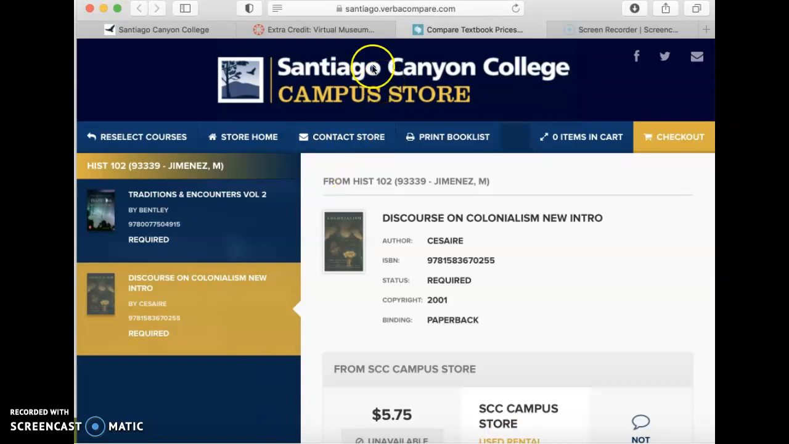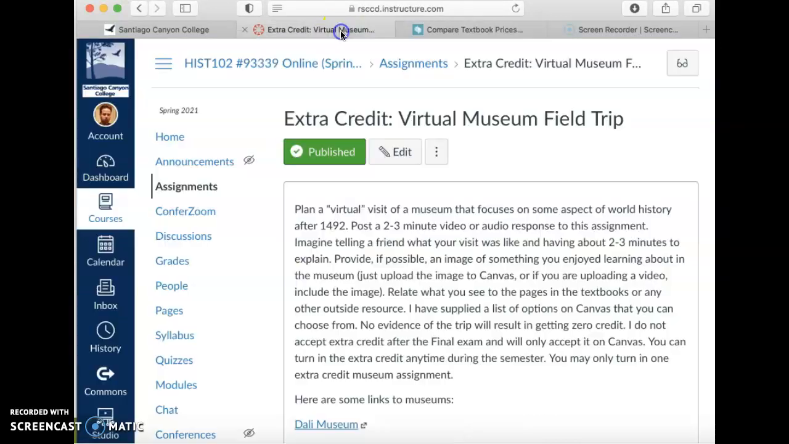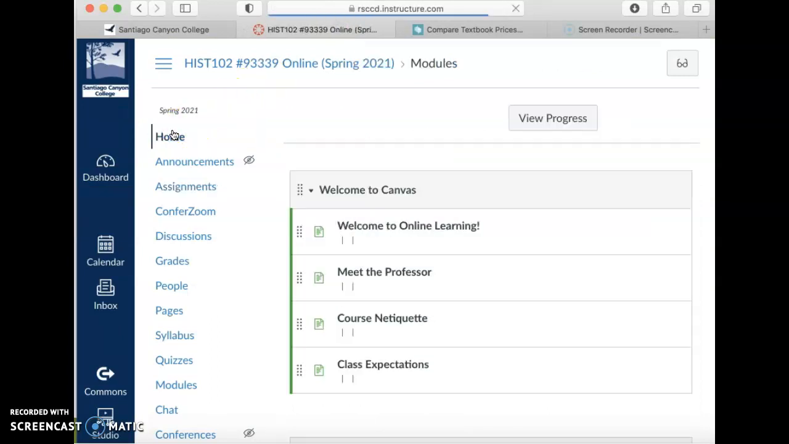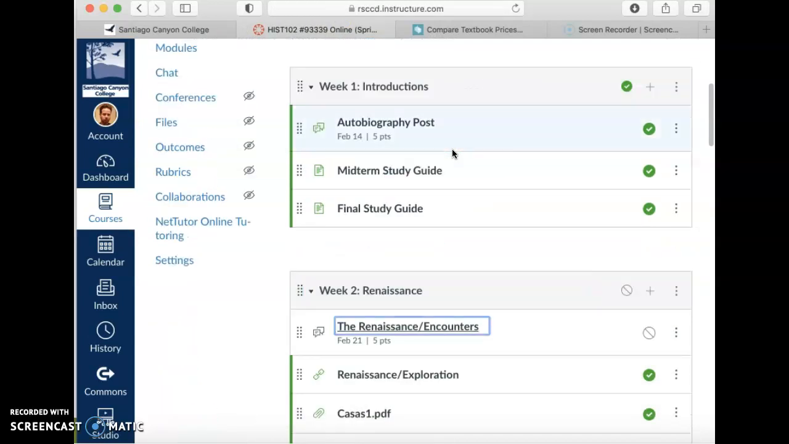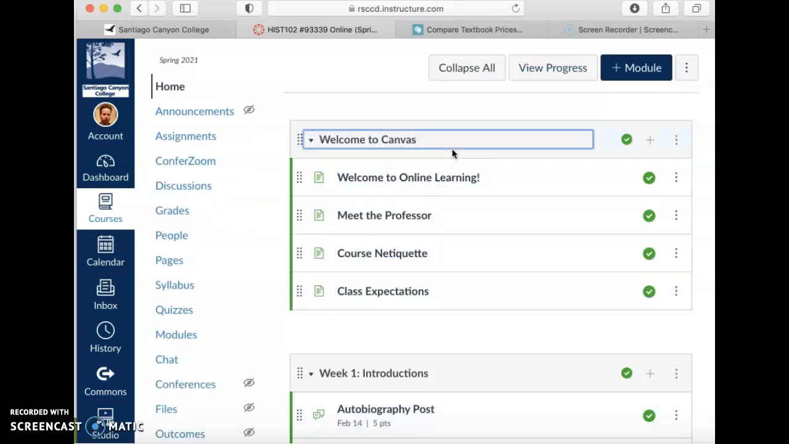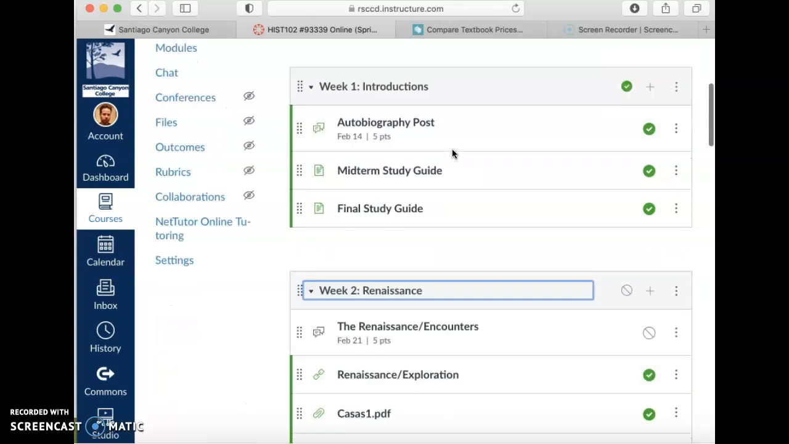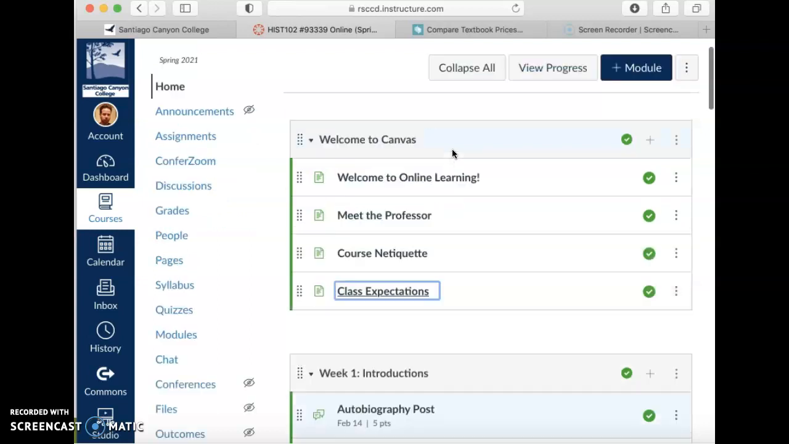Also, get a glance at Canvas. Remember, the home page is where you'll find all the assignments. I'll be posting an announcement soon which will have the syllabus attached to it, and you'll see this video as well attached to it. And that's my main way of communicating, through announcements. The announcements will be found on the homepage of Canvas at the very top, week after week, so you won't miss it.